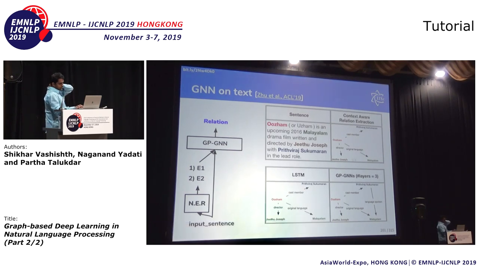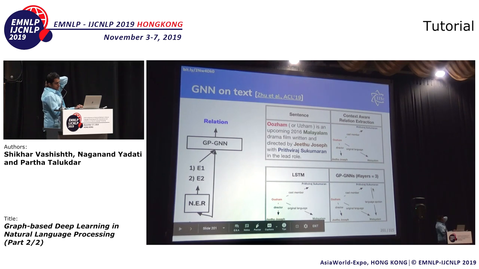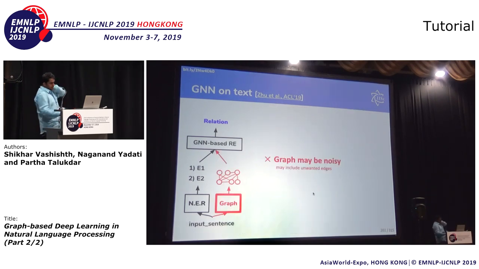As a case study, if we look at state-of-the-art baselines, there's a simple sentence: Uzam is a Malayalam film written by Jeetu with Prithviraj. If we look at the state-of-the-art baselines, they give some relationships, but their model, GP-GNN, is able to do some reasoning, right? So Prithviraj language spoken Malayalam, which was not done by the previous state-of-the-art baselines, right?